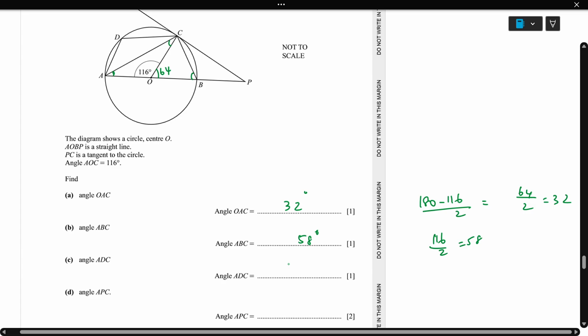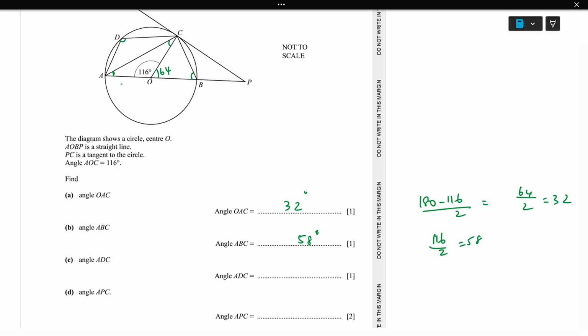Next, angle ADC. So we need to find this angle. Now A, B, C, D are all four points on the circle, so this is a cyclic quadrilateral. The sum of opposite angles is always 180 degrees. Already we know one angle, this is 58. So 180 minus 58 is 122. The answer is 122 degrees.